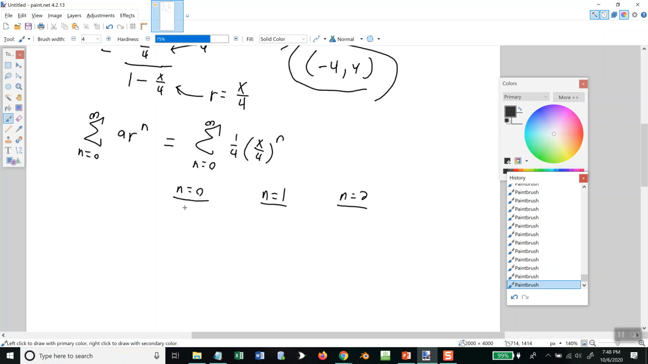So if I plug in 0, I have 1/4 times x over 4 to the 0 power, plus 1/4. Though I could put the 1/4 clear out in front, couldn't I? And this would be x over 4 to the first power. This is x over 4 squared.